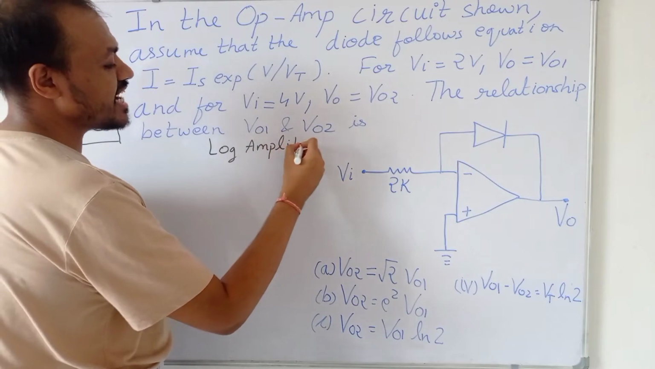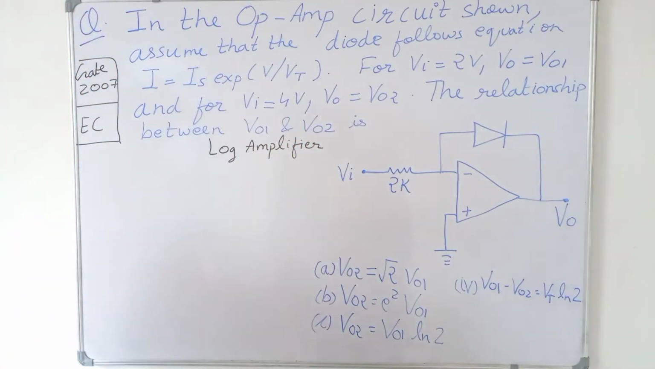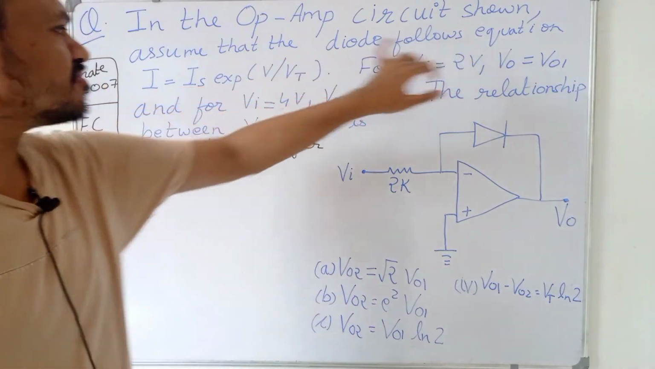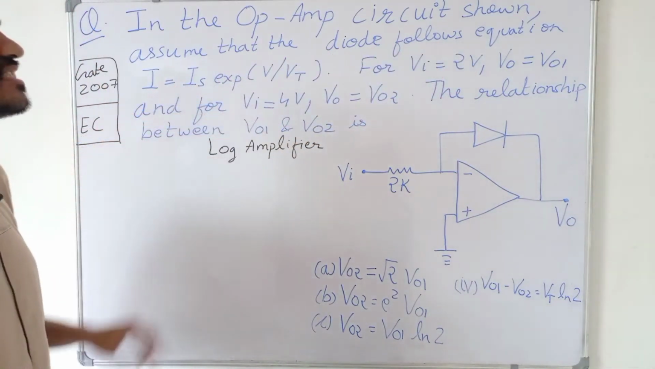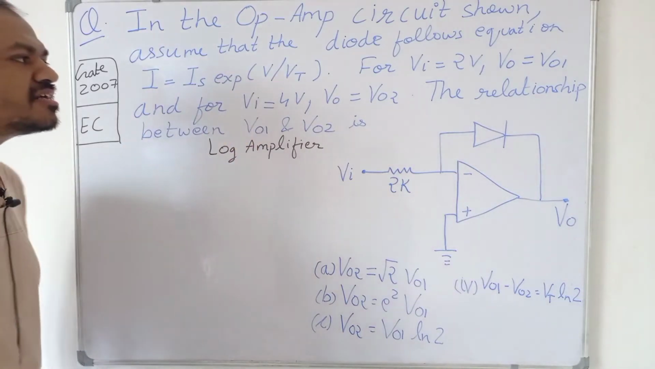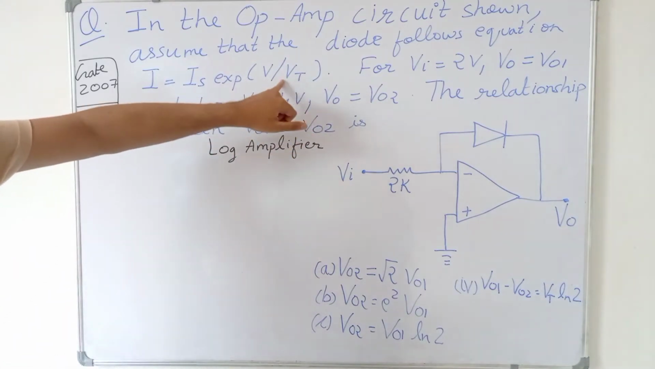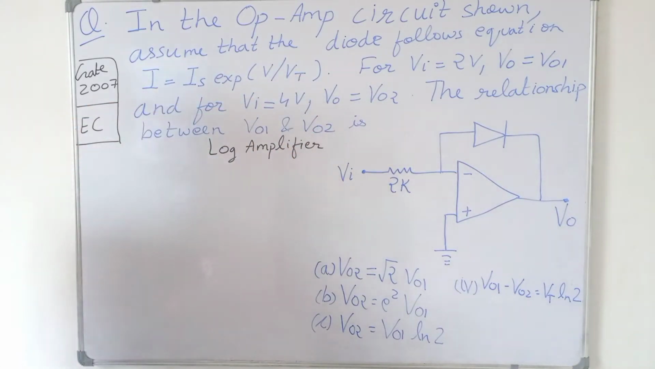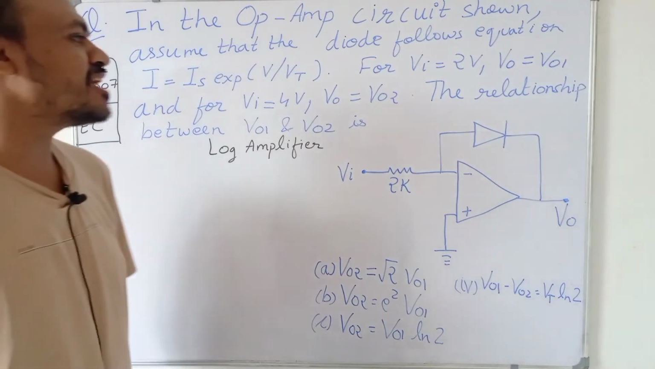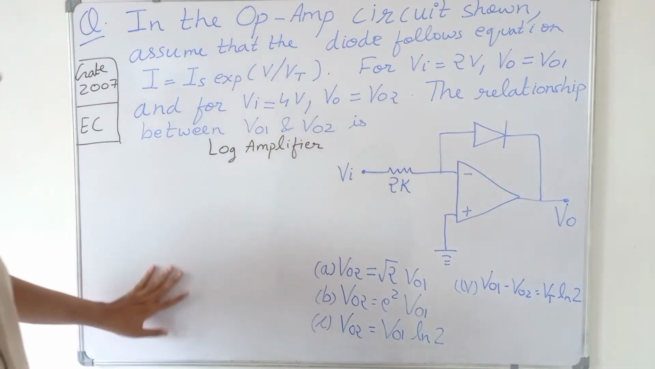We are given an op-amp circuit, and it says that the diode follows the equation I equal to Is exponential of V upon Vt, where Vt is the volt equivalent of temperature. Normally the value of Vt is 26 millivolt. It is also called the thermal voltage or volt equivalent for temperature.